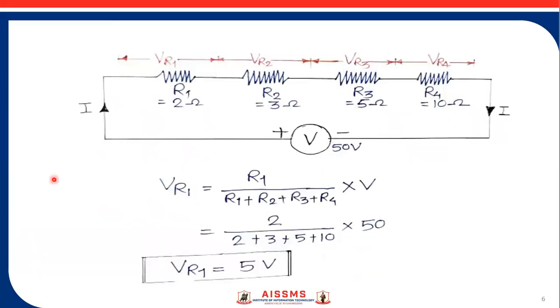This is a simple example when two or more resistors are connected in series. R1, R2, R3 are connected in series and a 50 volt supply is connected across it. Now, VR1 equal to R1 divided by R1 plus R2 plus R3 into main voltage, by the voltage division rule. So the voltage across the 2 ohm resistance R1 equals 5 volt. Thank you.